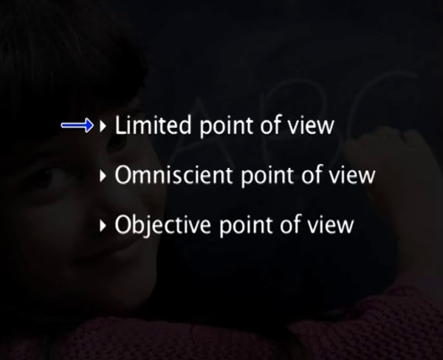In this view, the narrator is not a character, but he or she lets us know exactly how the characters think and feel. This third person point of view is again subdivided into 3 points of view. The first one is the limited point of view. The second one is the omniscient point of view. And the third one is the objective point of view.